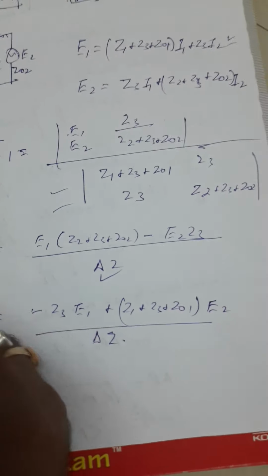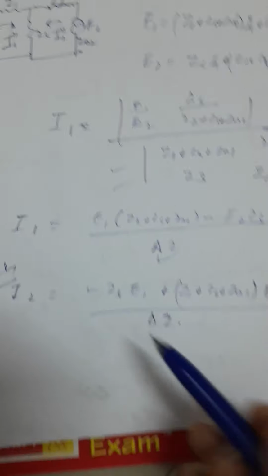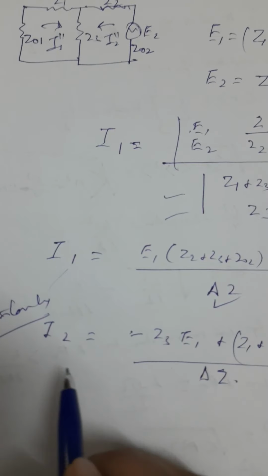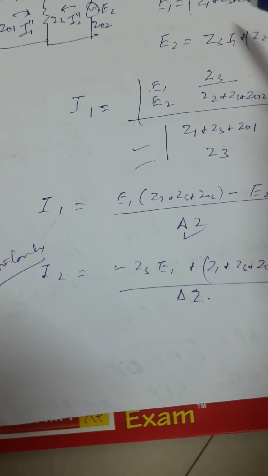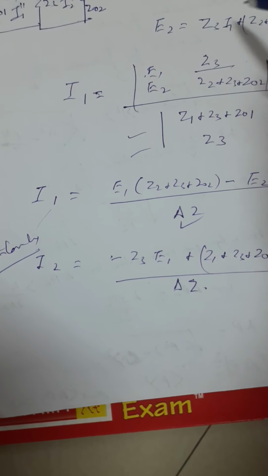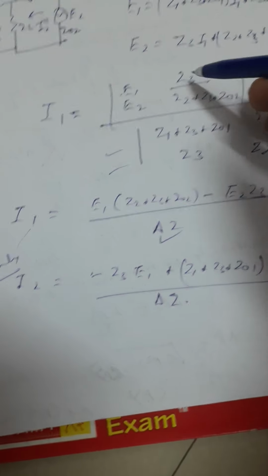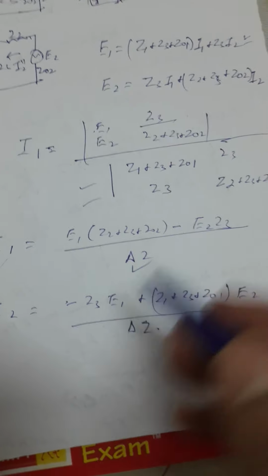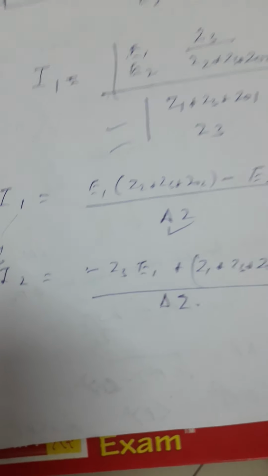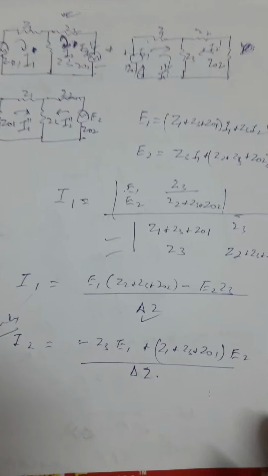Similarly, as we found I1, we can easily find the value of I2. To find I2, you have to put the corresponding values of E1 and E2 in the place of the second column, with Z1, Z2, Z3 and this one Z3, and then solve it. You'll get the same thing. So I think it should be very clear now.